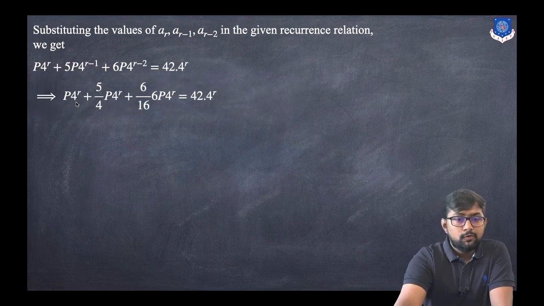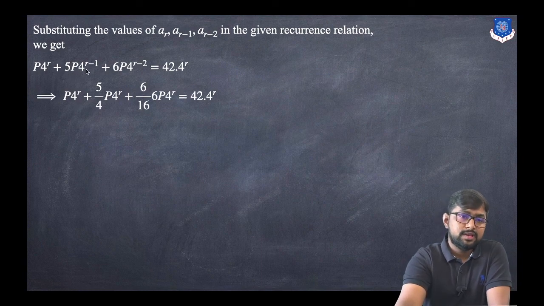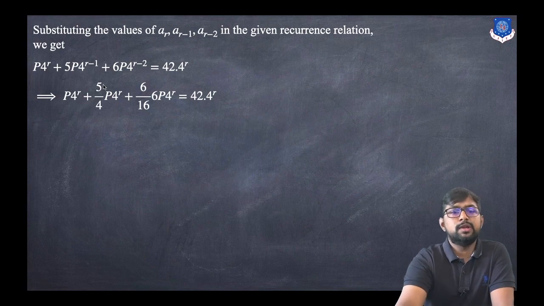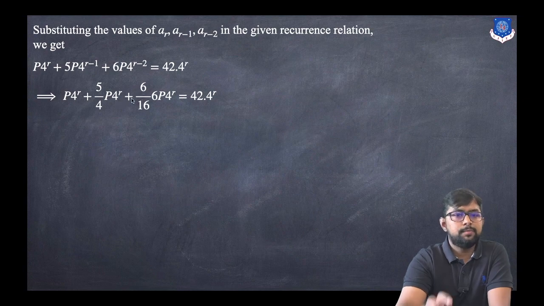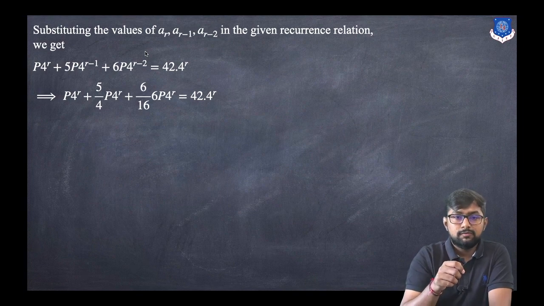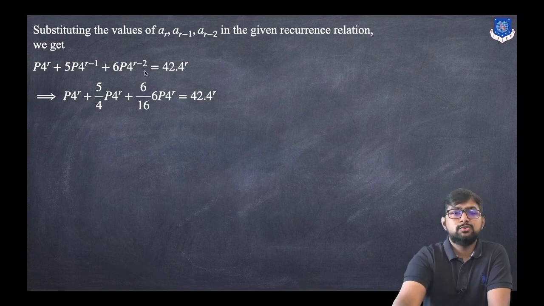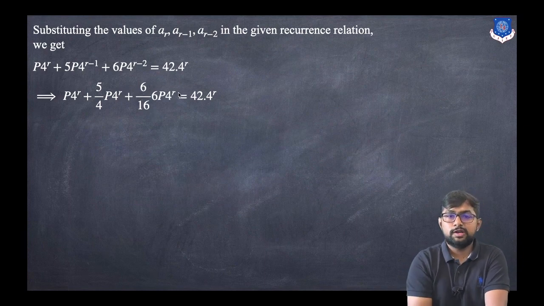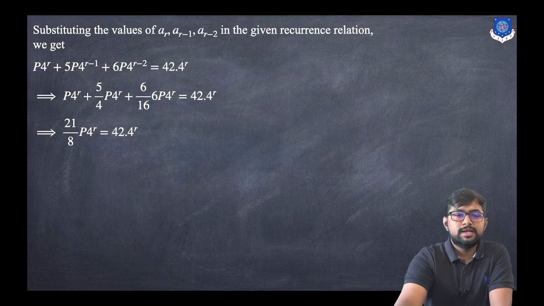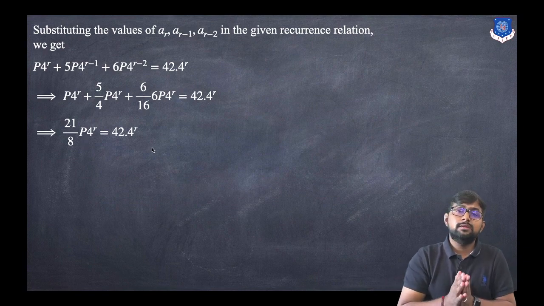Now see, p·4^r. Here we have 5p·4^(r-1). So 4^(r-1) can be written as 4^r divided by 4. So 5/4 times p·4^r, plus 6p·4^(r-2), which can be represented as 4^r divided by 4 squared. So that will lead to 6/16 p·4^r, equals 42·4^r. Now all the terms are of 4^r, so taking the LHS, we get 21/8 p·4^r equals 42·4^r. So now we are just comparing the coefficients of 4^r.